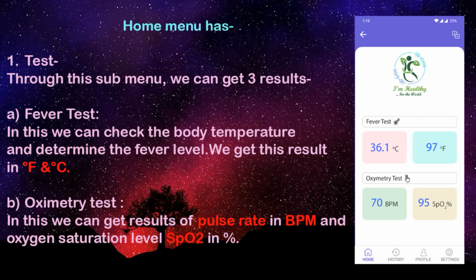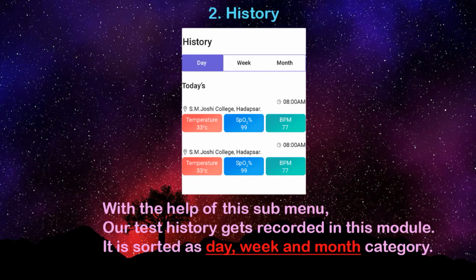Second, oximeter test. In this, we can get results of pulse rate in BPM and oxygen saturation level SpO2 in percent. Second, history. With the help of this submenu, our test history gets recorded in this module. It is sorted as day, week and month category.